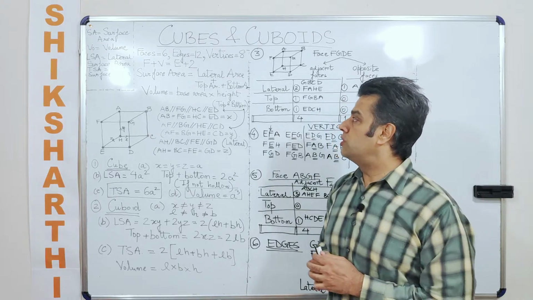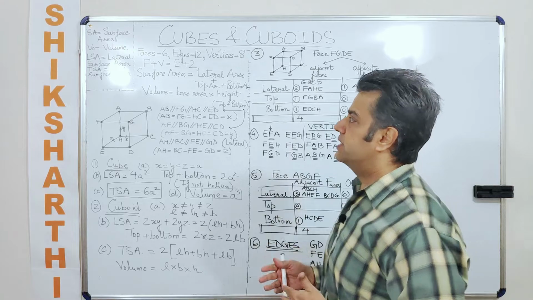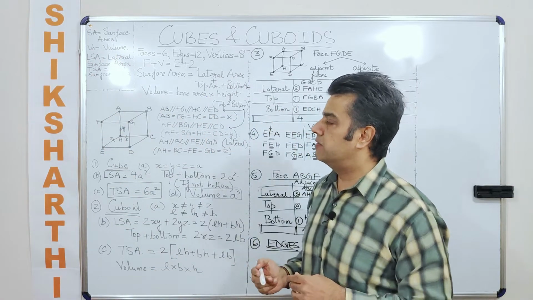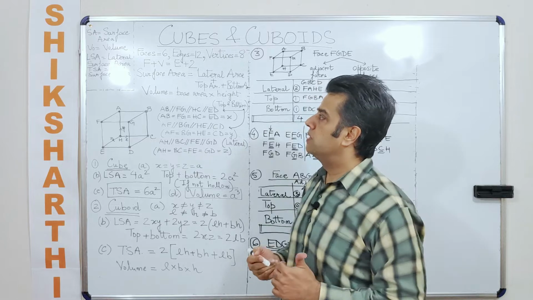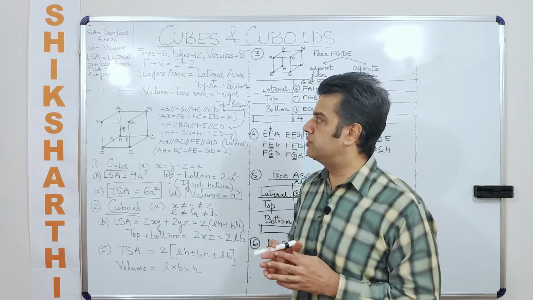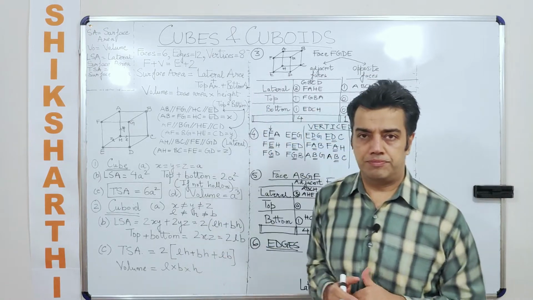Okay, so now when we talk about the mathematical angle, for further discussions, if I'm using SA, it refers to surface area, VO refers to volume, LSA is the lateral surface area. All these terms I'll explain to you. TSA is the total surface area, and so on.